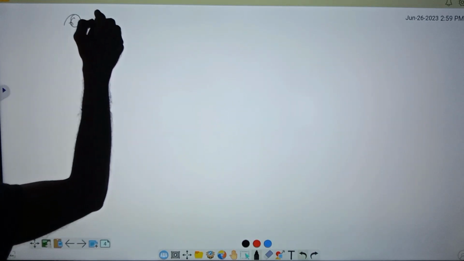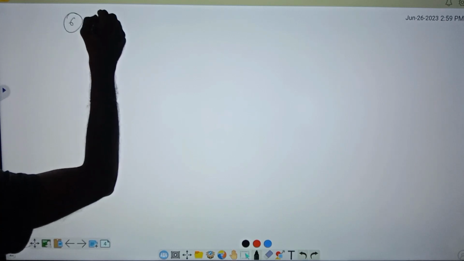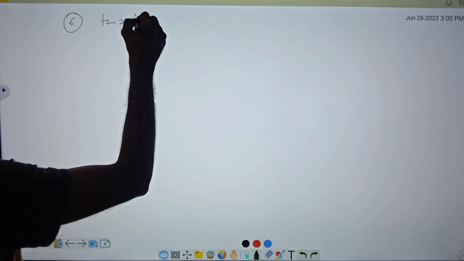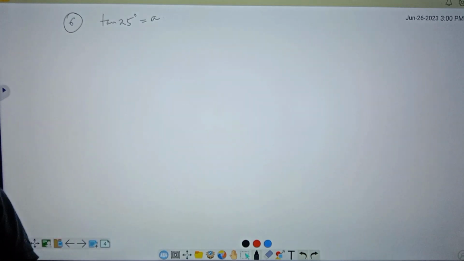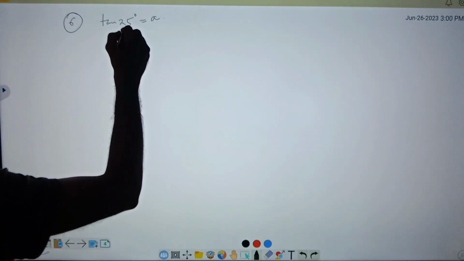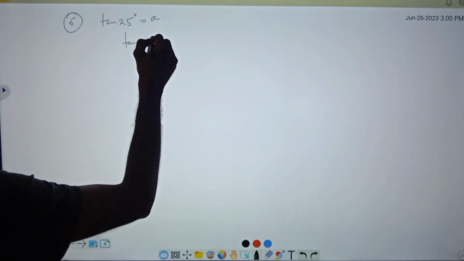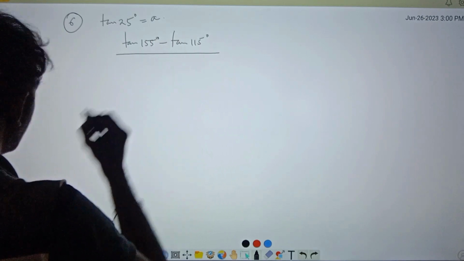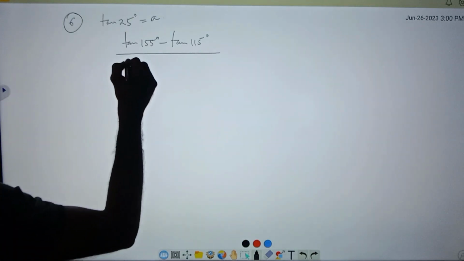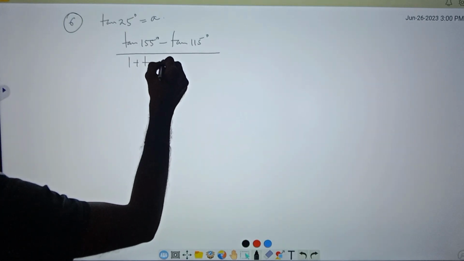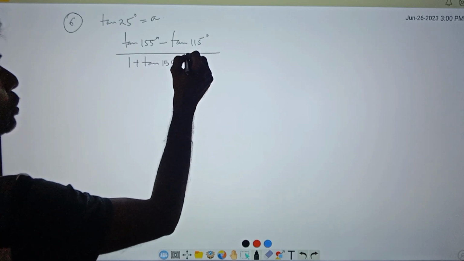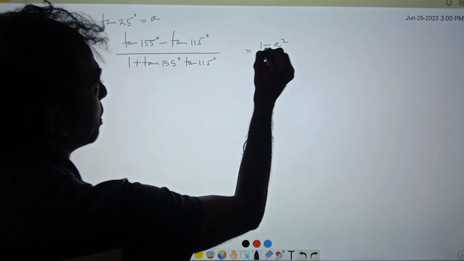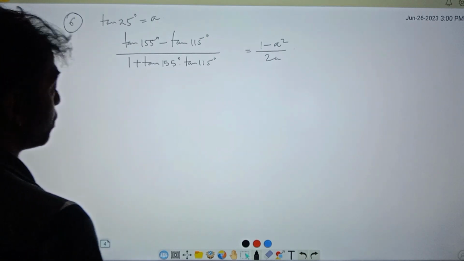Problem number 6 is, it is given that tan 25 degree equals to a. Tan 25 degree equals to a. It has been given. You need to prove tan 155 degree minus tan 115 degree divided by 1 plus tan 155 degree into tan 115 degree, that is equals to 1 minus a square divided by 2a. That we are going to prove here.